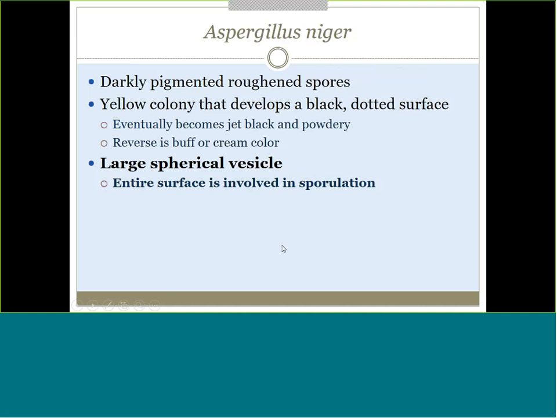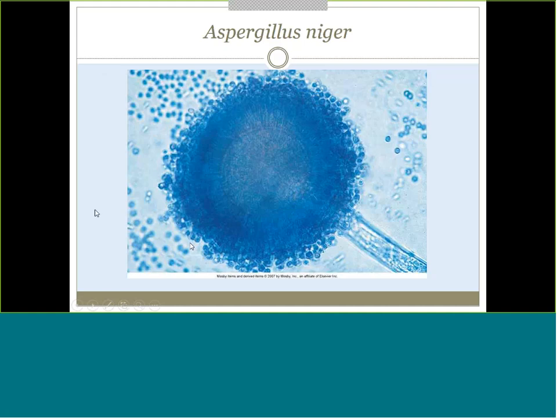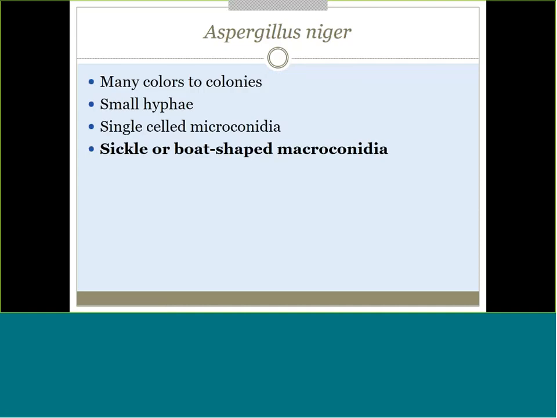Aspergillus niger is called niger because of its more darkly pigmented spores. When it grows on an agar plate, it has a black dotted surface as well. The big thing to identify Aspergillus niger is that it's a very large spherical vessel, much larger than the other two, and its entire surface is covered in spores. So out of the Aspergillus, I would definitely remember Aspergillus fumigatus and Aspergillus niger.